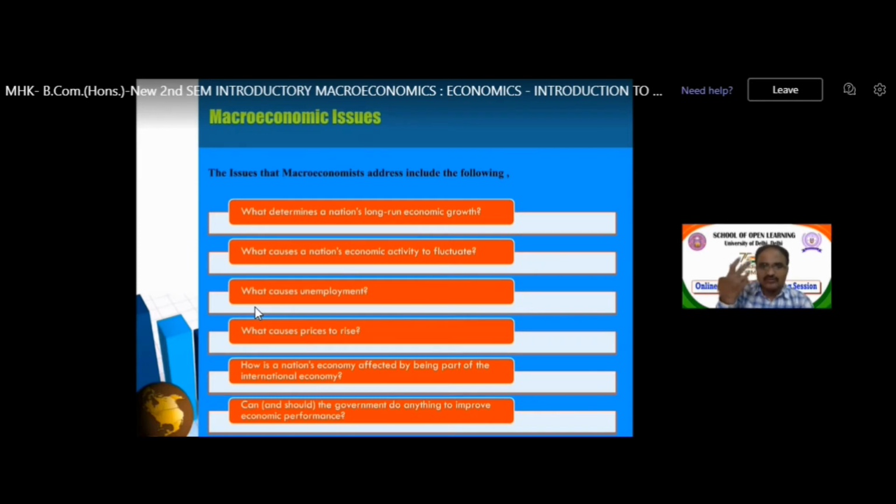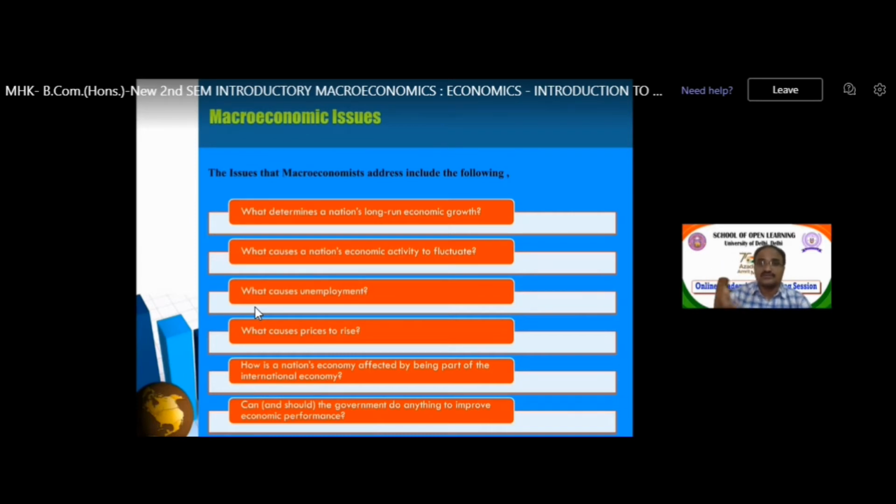Macro, because we are talking about the macro level. What is the growth of the economy, or you can say the Indian economic growth rate? What is the growth of the Indian economy? And what are the factors that influence long-run economic growth? That is one issue, because our growth is always fluctuating. Sometimes it is increasing, sometimes declining, sometimes stagnant, sometimes going negative.